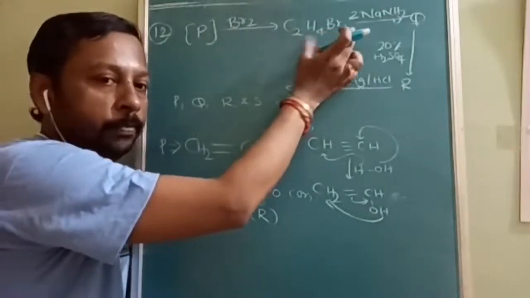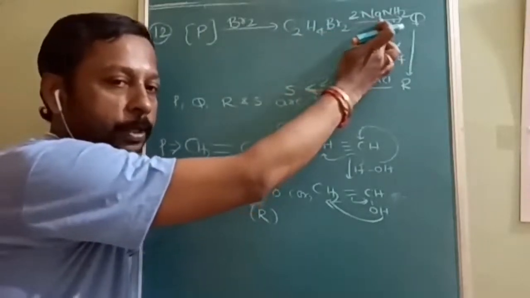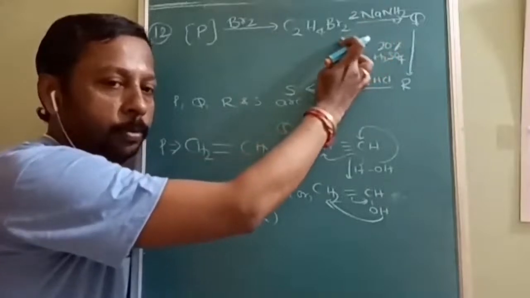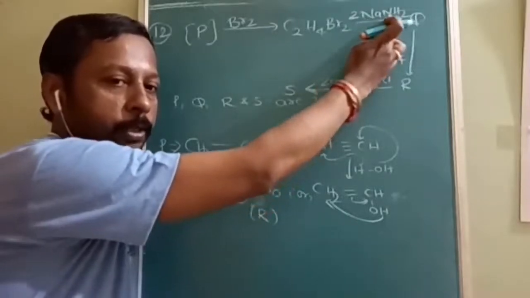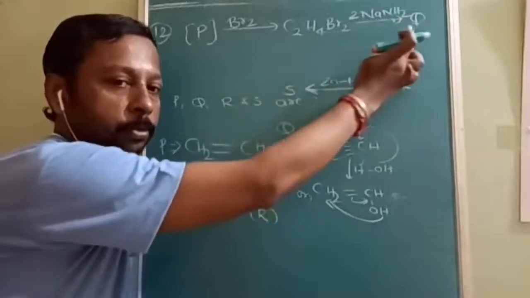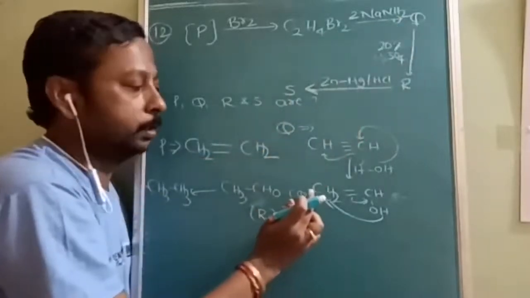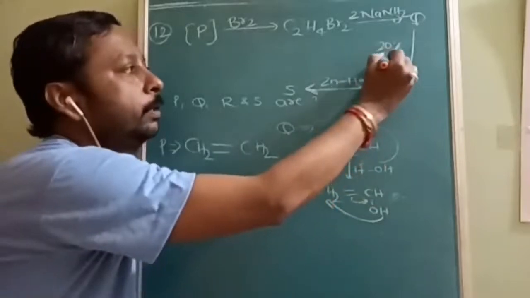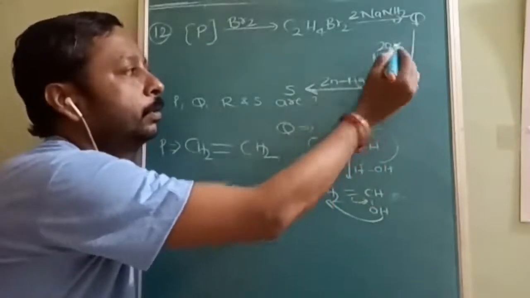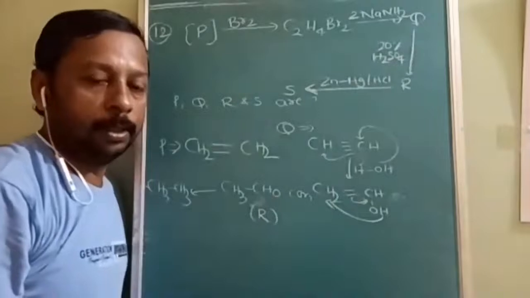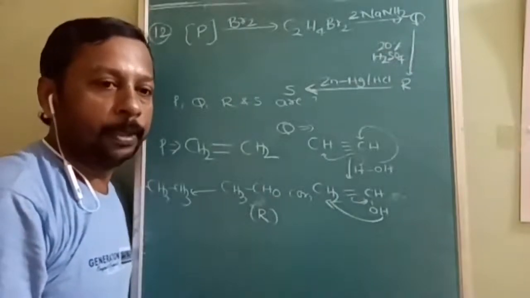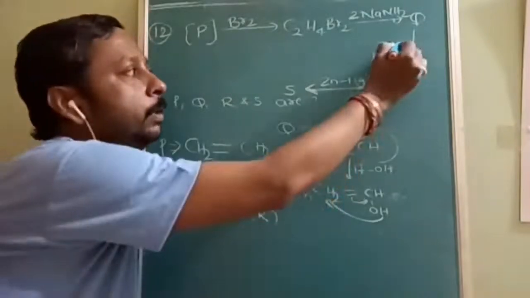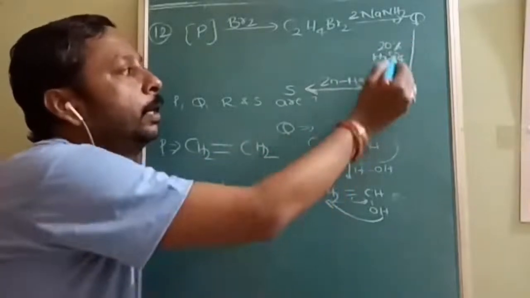Next, C2H4Br2 when treated with 2 moles of NaNH2, 2 sodium, 2 bromine will be out, 2 NH2, 2 hydrogen will be out. So Q will be CH triple bond CH. And when it is treated with dilute, 20% H2SO4, it is dilute H2SO4. Obviously, it will cause the hydrolysis.